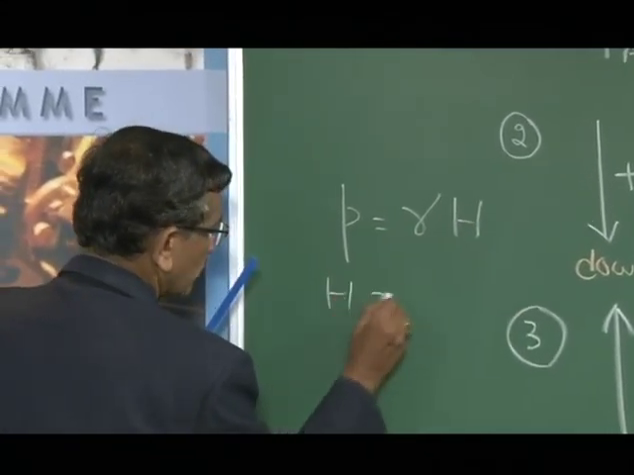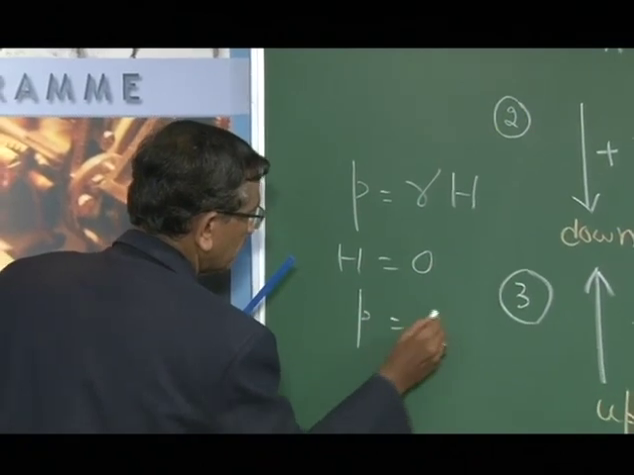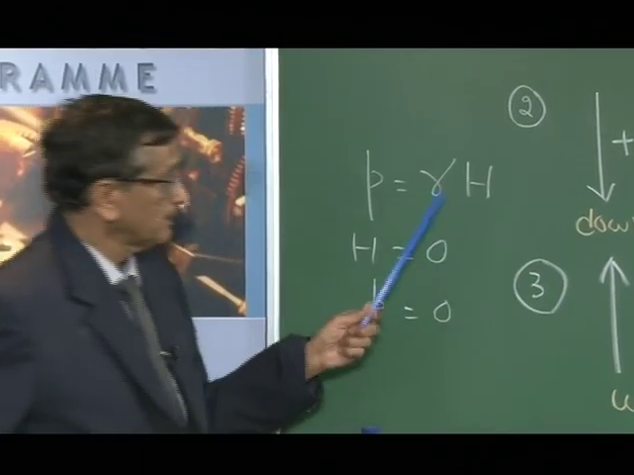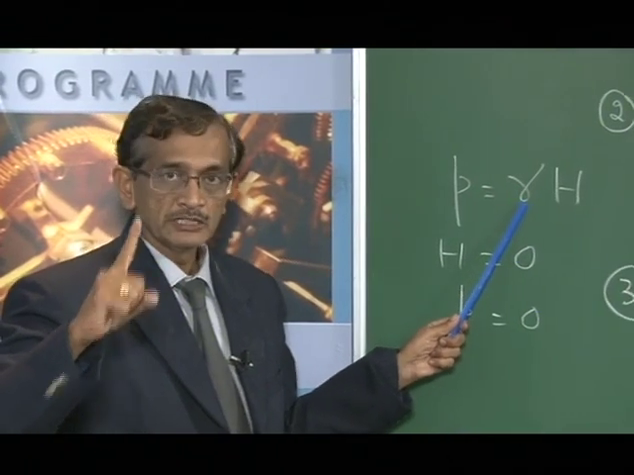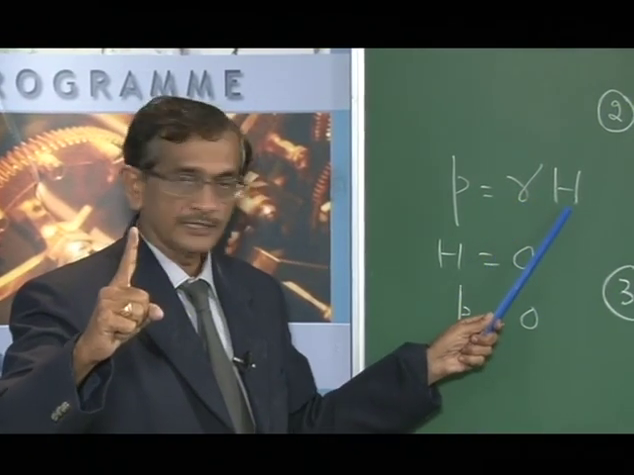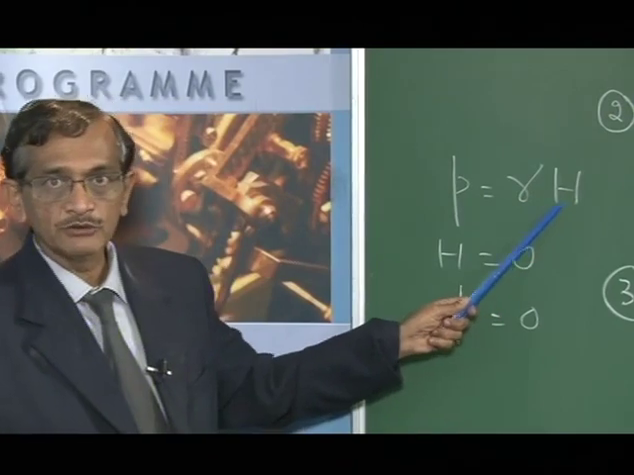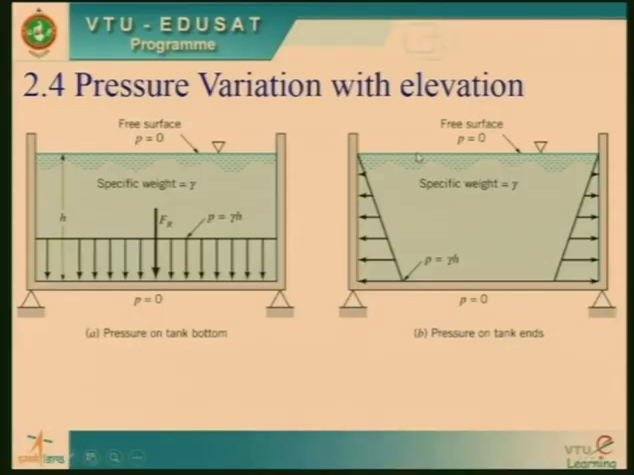If h is 0, small p will be 0, correct. The intensity of pressure is given by the hydrostatic law: specific weight of the liquid into the height of the liquid. Now let us come back to this slide. On the top you can see h is 0, it is open to atmosphere, correct. So what will be the pressure? You are right, the value will be 0, and at the bottom it is the maximum.